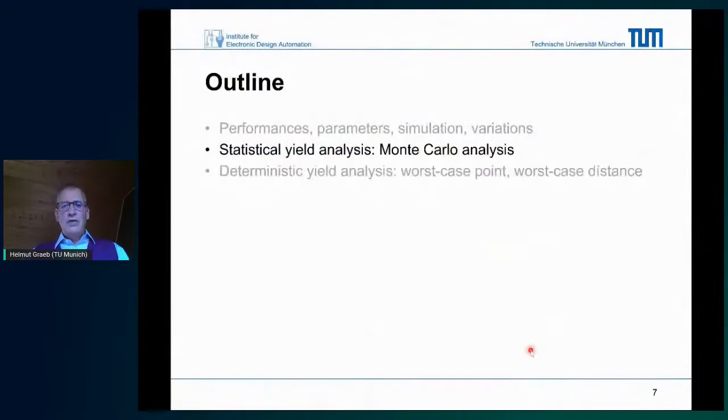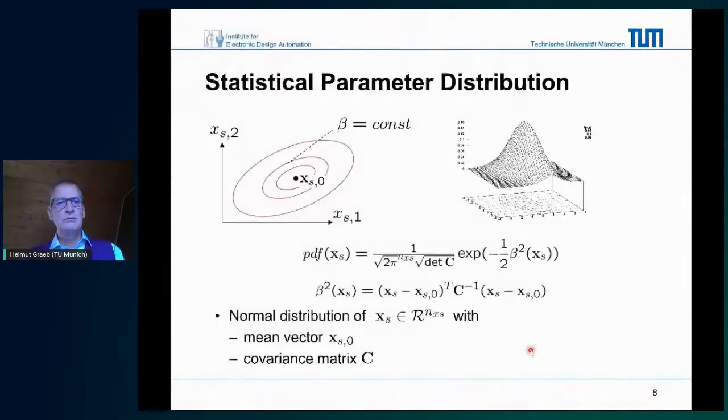So now with that, we can start and talk about Monte Carlo analysis. This is what you know probably. So this is what we have. We assume a statistical parameter distribution, right? Not for the XD, not for the range parameters, just for XS. So here we have two statistical parameters. We call them XS1 and XS2. There are many more, right? You could think this is oxide thickness, or this is threshold voltage, or this is threshold voltage transistor 1 and threshold voltage transistor 2, right?